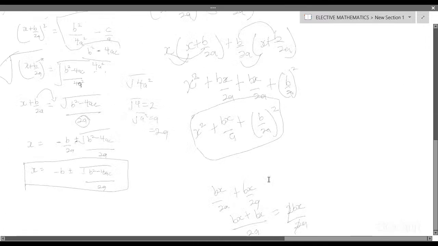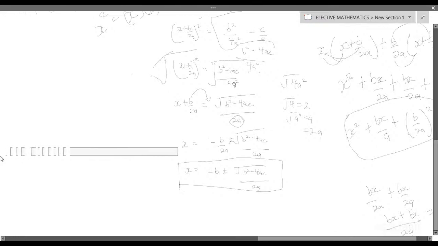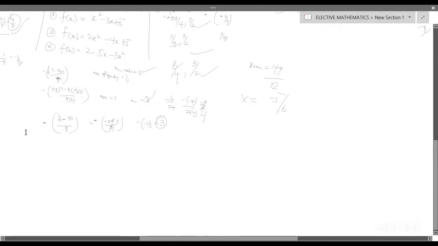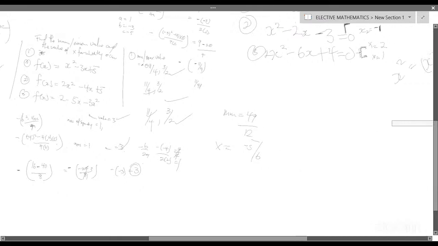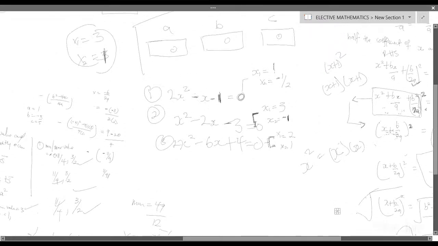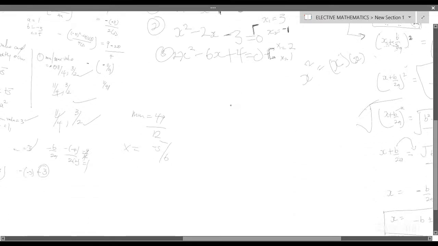So let's see. Which quadratic equation did we solve? I think we solved some somewhere. Okay, I choose, I gave you guys some. Okay, this. So let's do this one. Yeah, let's use this one. 2x squared minus 6x plus 4. Let's see whether we can use completing the square to solve this one.